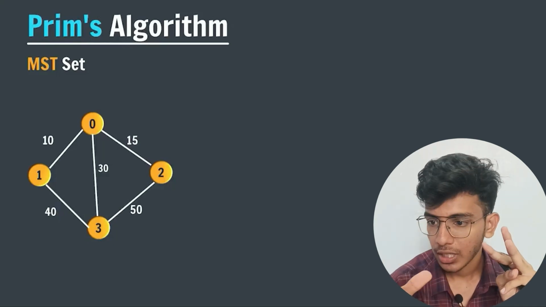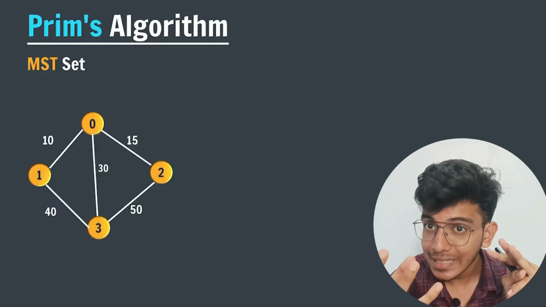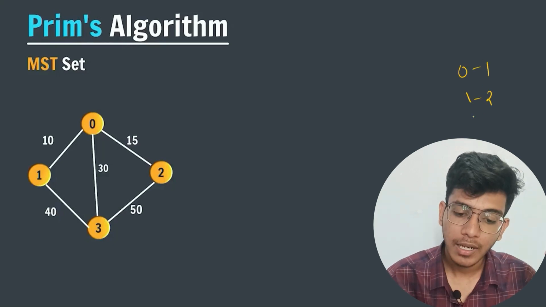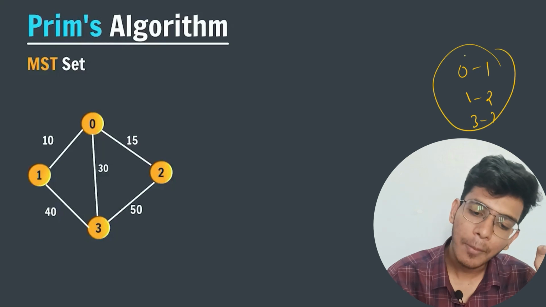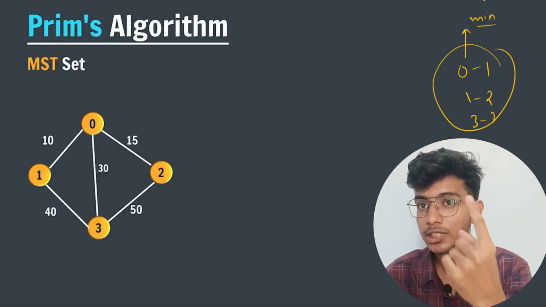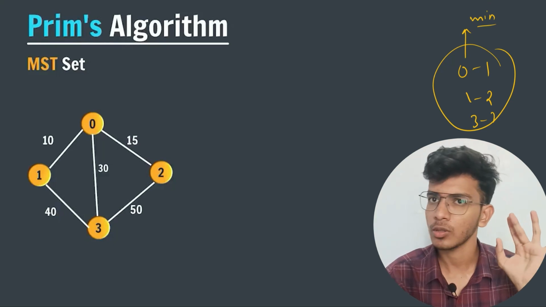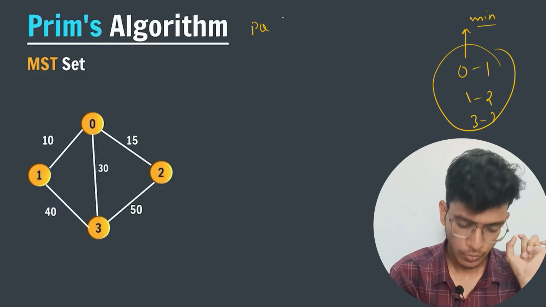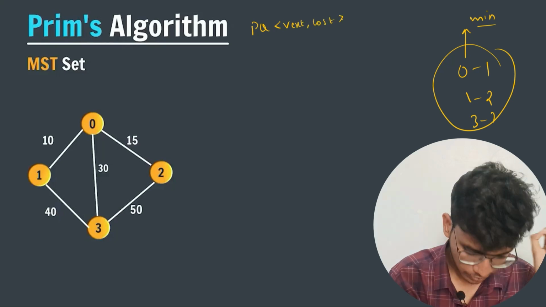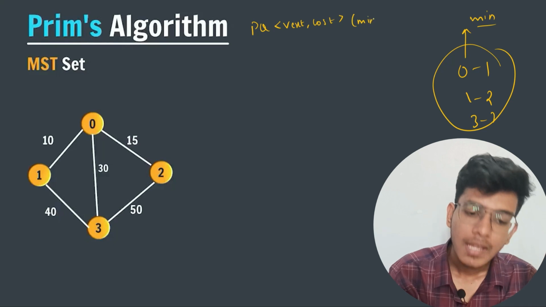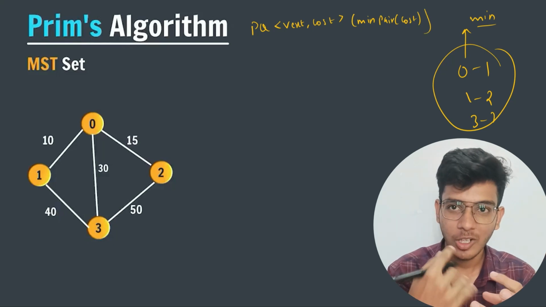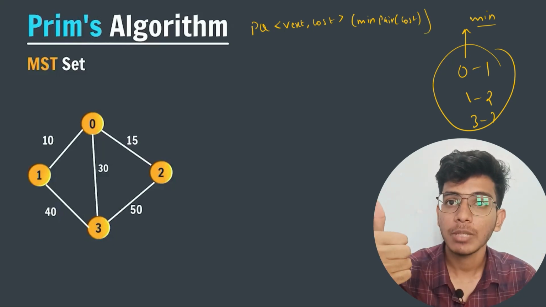But irrespective of the connections, I'm only taking pairs. Here 0 and 1 is a pair, 1 and 2 is a pair, 3 and 1 is a pair. So I am considering the pair which is minimum. And whenever you think of minimum, you will think of two things: one is greedy and the second one is priority queue. So here I am going to use a priority queue, and in it I will store my vertex and my cost, and I will store the pair which has the minimum cost.